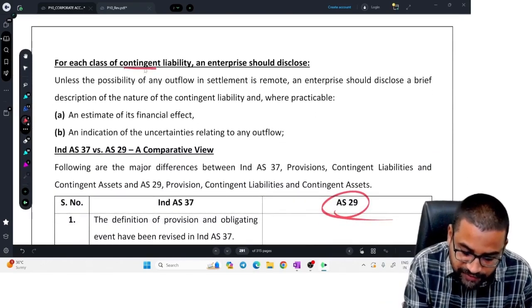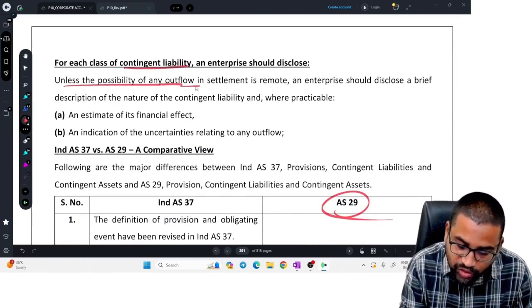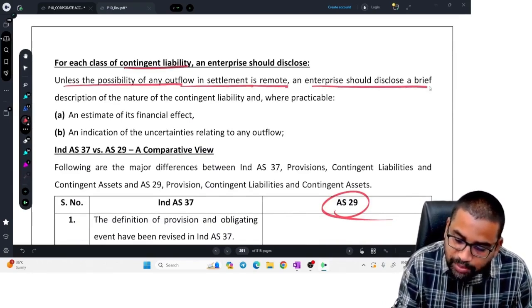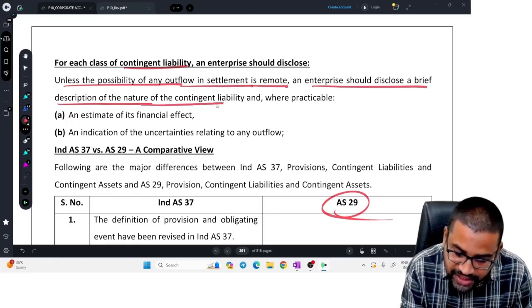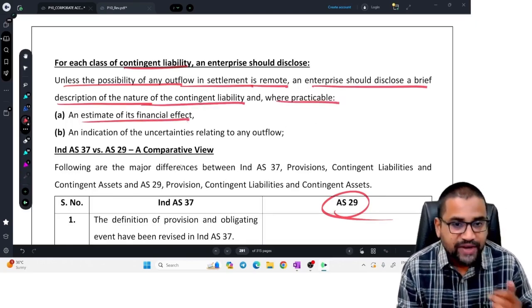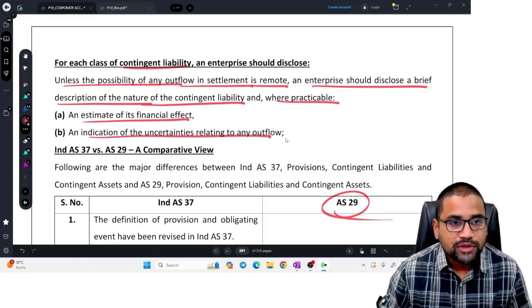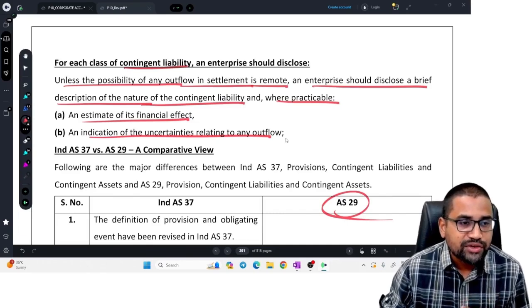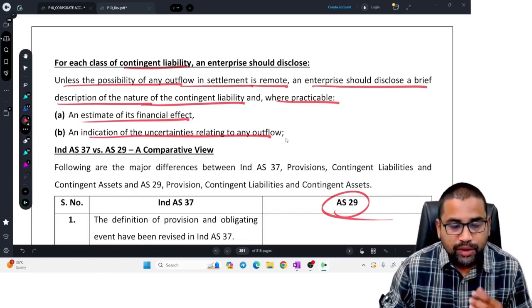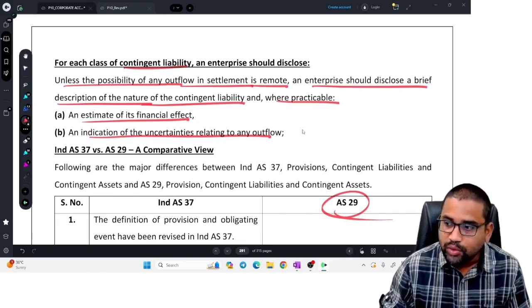And in respect of contingent liabilities, what we need to disclose is, unless the possibility of any outflow of settlement is remote, an enterprise should disclose a brief description of the nature of the contingent liability and, where practicable, an estimate of its financial effect and an indication of the uncertainties relating to any outflow. So relating to contingent liabilities, we need to disclose what is the nature of this contingent liability, what is the financial effect, and what are the uncertainties.